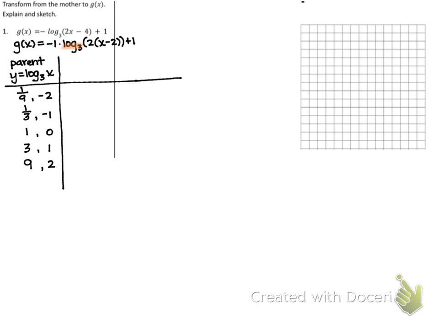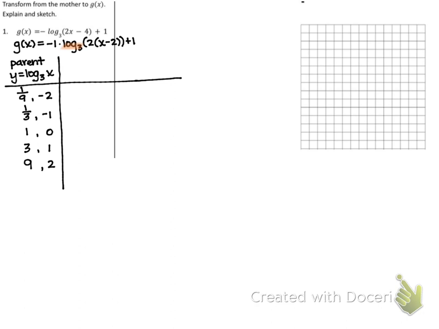If you take a look at these points, if you were to invert them, it would be -2, 1/9, -1, 1/3, 0, 1, 1, 3, 2, 9. Those would be the parent points if it was y = 3 to the x power, which is basically what I did. And then I was like, okay, well, logarithms are inverses, so let me just flip all of the points. So that's really all I did there.